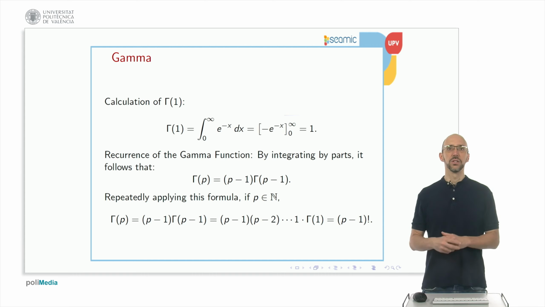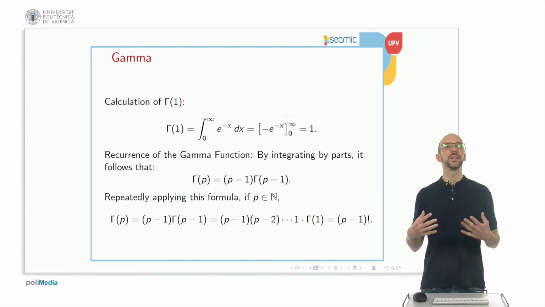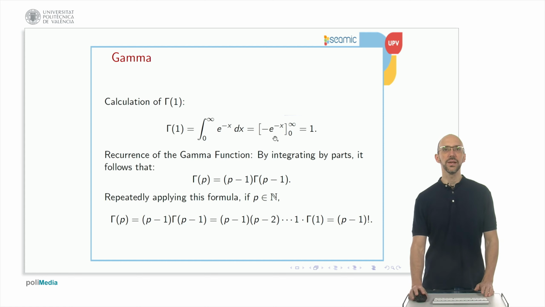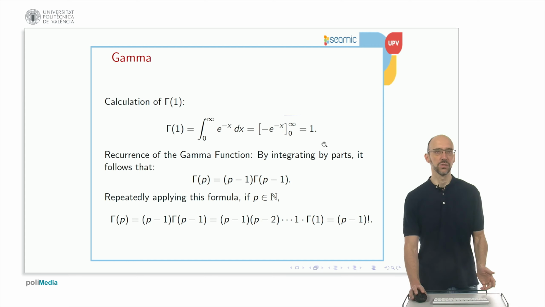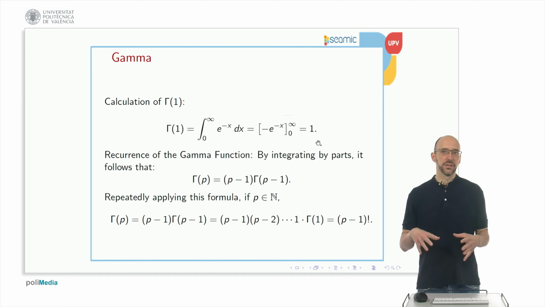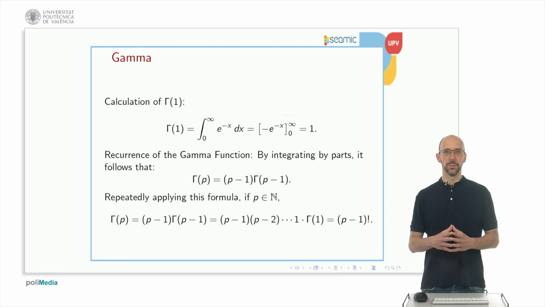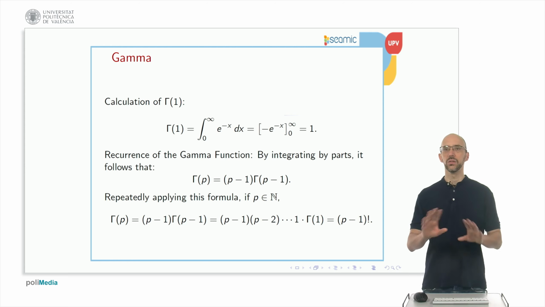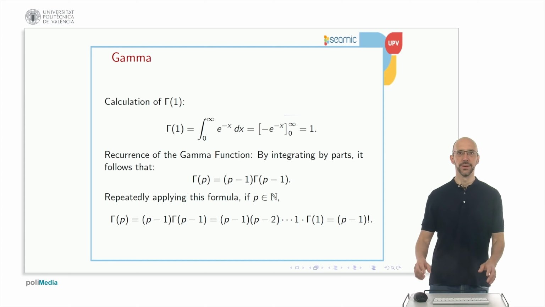At infinity, e to the power minus infinity is 0. And then when we replace x by 0, e to the power 0 is 1. So that is the reason the result is 1. For this topic, you first need to remember that gamma of 1 is 1. Keep this in mind.